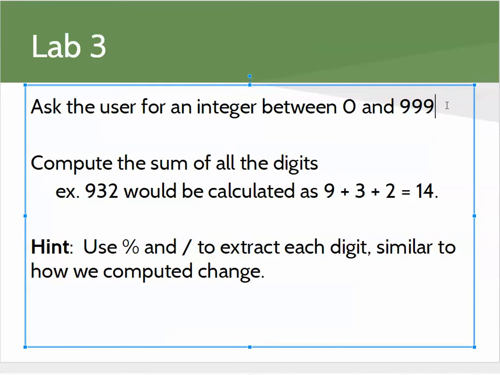I'd like you to compute the sum of all the digits, and the trick here is figuring out how to actually extract those values. Just a hint, of course, 999. If you divide by 100, you'll get 9. If you do a modulus by 100, you'll get 99, and you can sort of chain this together in a similar way as we did with the coin example, programming example number 5.